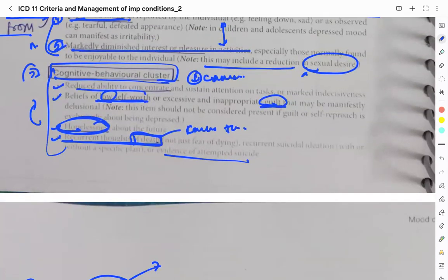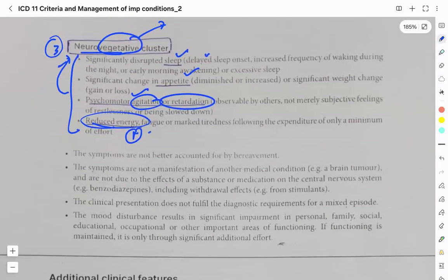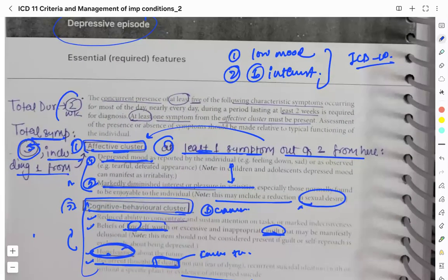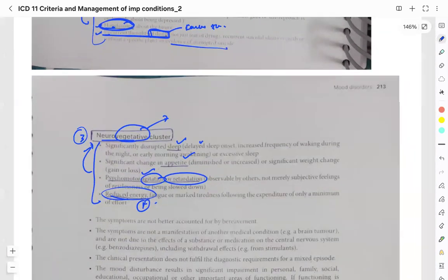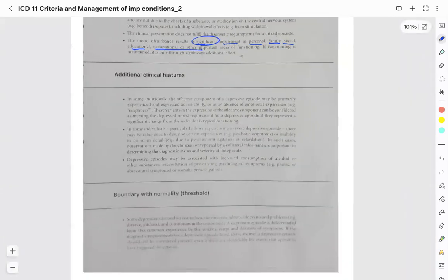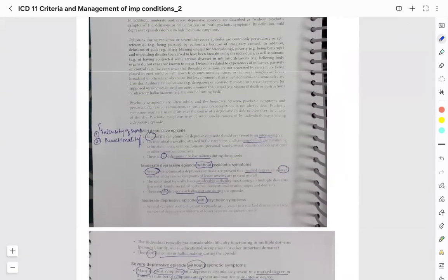So all of these are 4 symptoms from neurovegetative cluster, 4 symptoms from cognitive, and 2 from affective cluster. I hope it makes sense. Sleep, appetite, psychomotor agitation, retardation, and reduced energy. And you already mentioned that you have total duration for 2 weeks. Okay, at least 5 of the following characteristics for 2 weeks with at least one symptom from the affective cluster. Okay, so this constitutes depressive episode, and this results in significant impairment in personal, family, social, educational, occupational, or other important areas of functioning.